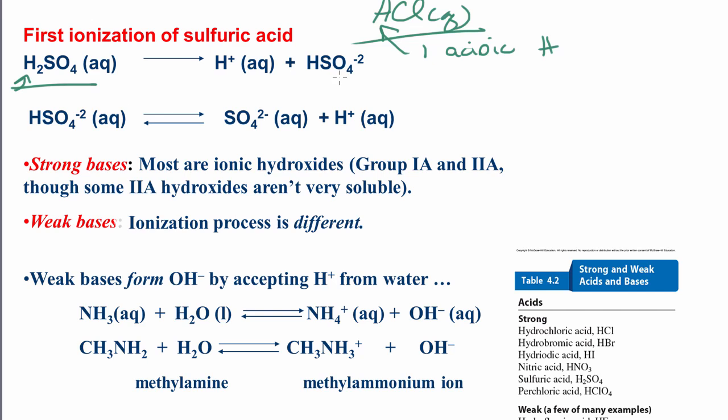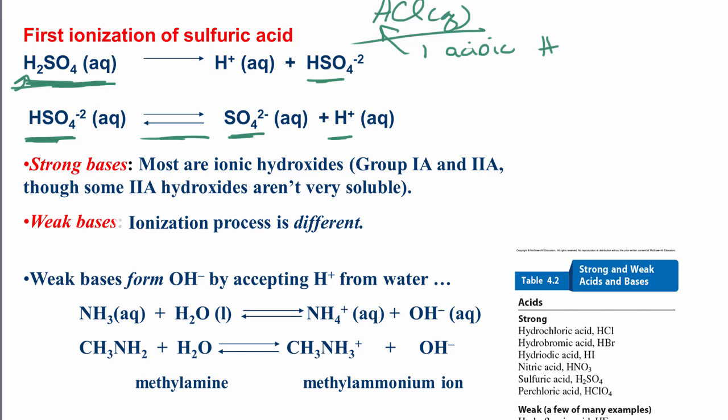The second dissociation is with the hydrogen sulfate ion, and this, notice, is an equilibrium situation. It's reversible. That's because hydrogen sulfate ion is considered a weak acid. So it will only partially dissociate into this and this, but what will happen is this first dissociation will account for the hydrogen ion or the hydronium ion concentration in that solution.